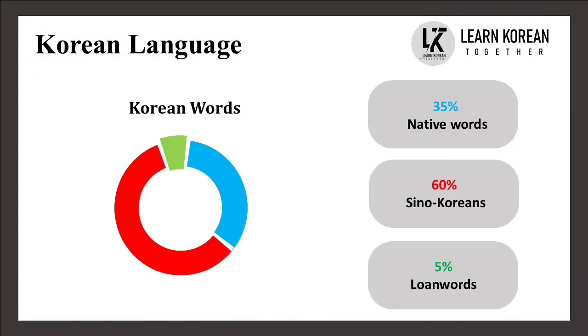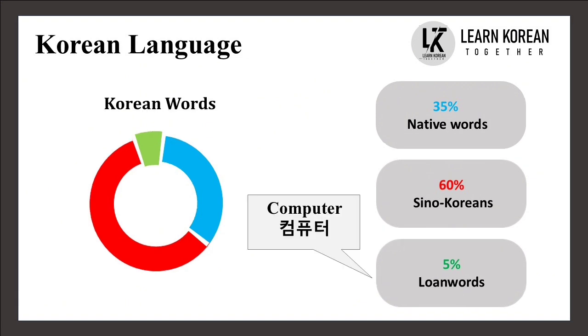The Korean vocabulary is comprised of 35% native words, 60% Sino-Korean words, and 5% loanwords, mostly from the English language. Loanwords are pronounced differently depending on the sound patterns in Korean. For instance, the word computer is pronounced computer in Korean.